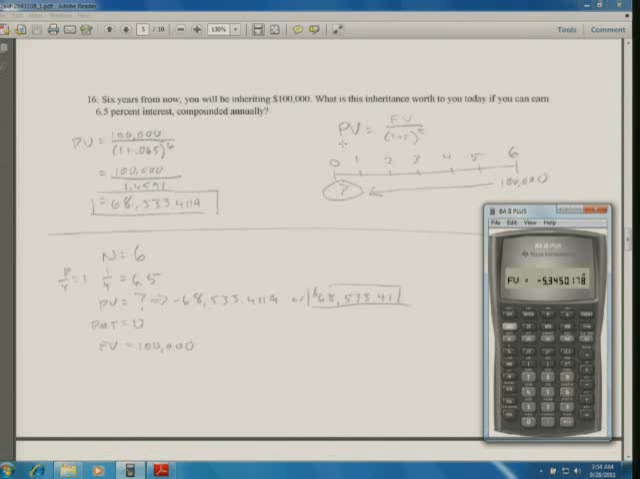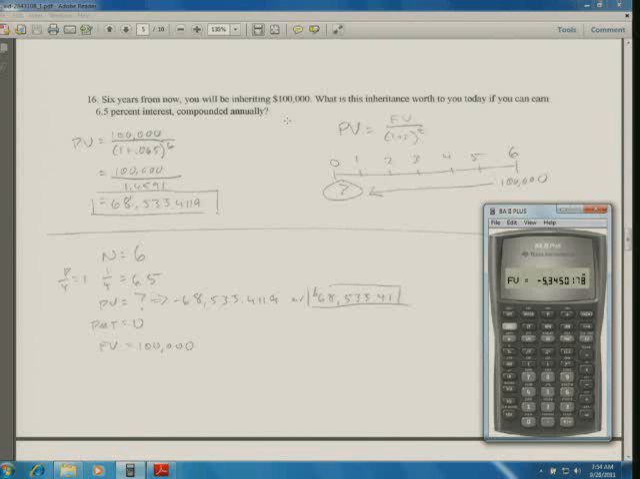All right, number 16 from the Chapter 4 homework. This question reads, 6 years from now, you'll be inheriting $100,000. What is this inheritance worth to you today if you can earn 6.5% interest compounded annually? Okay, this problem changes gears a little bit from the ones that we've done up to this point.